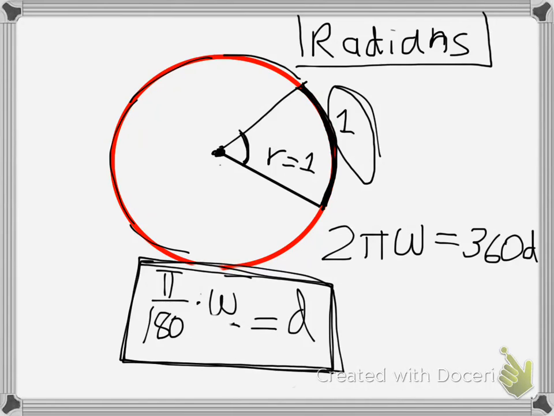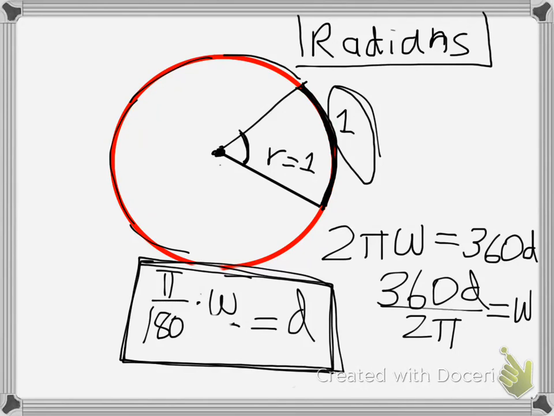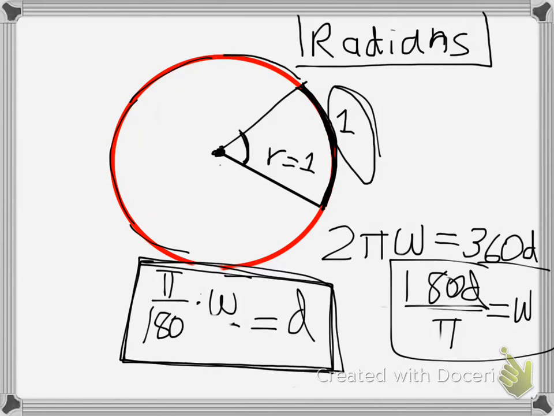Similarly, if we solve for W, we can say that 360D over 2 pi equals W, or 180D over pi equals 1 radian. So 180 degrees over pi equals 1 radian, and pi over 180 radians equals 1 degree.